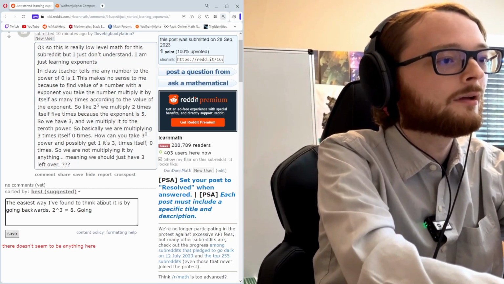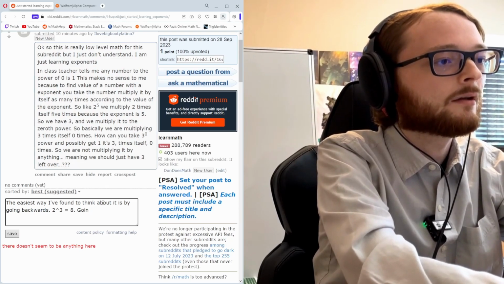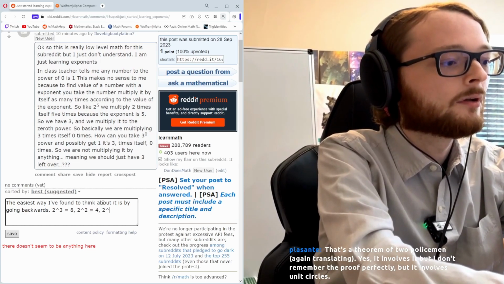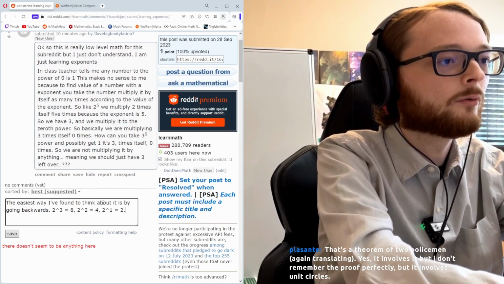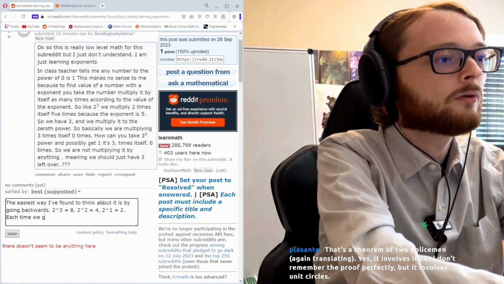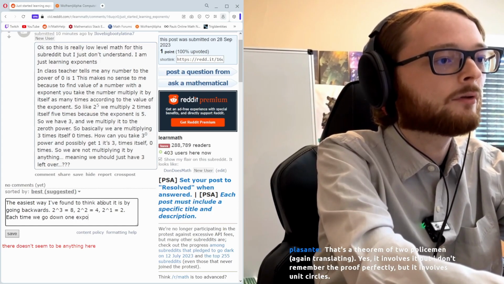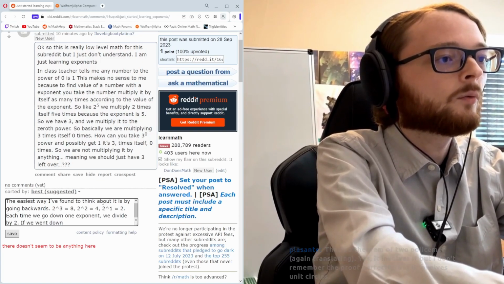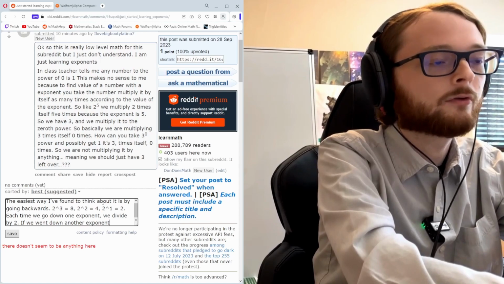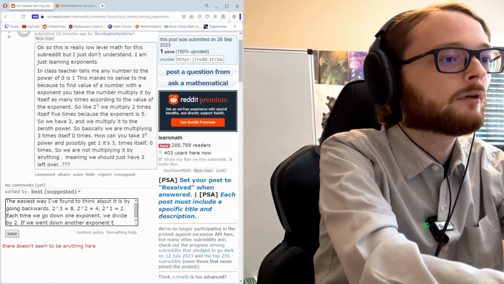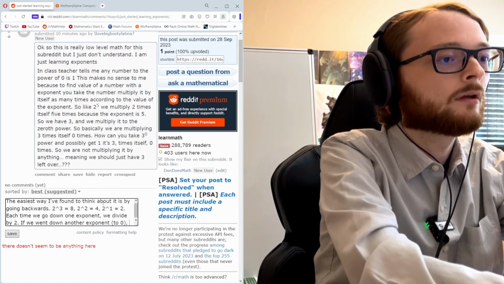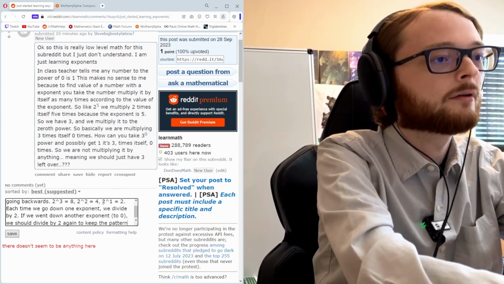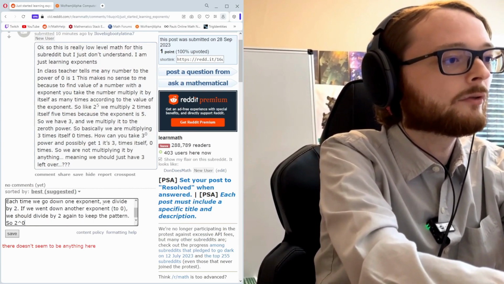Going from 2 cubed equals 8, 2 squared equals 4, 2 to the 1 equals 2. Each time we go down one exponent, we divide by 2. If we went down another exponent, to 0, we should divide by 2 again to keep the pattern. So 2 to the 0 equals 1.